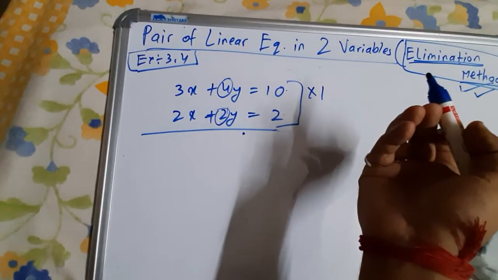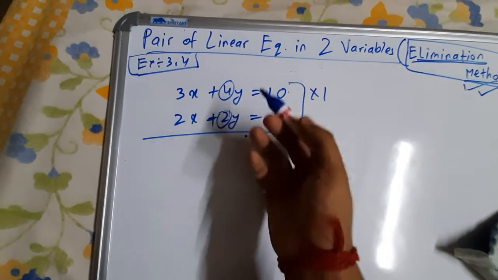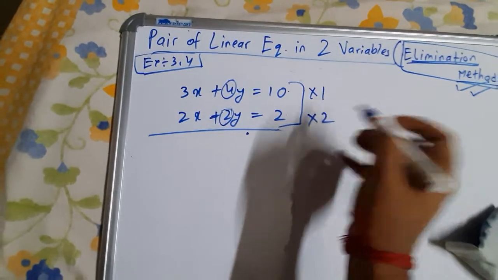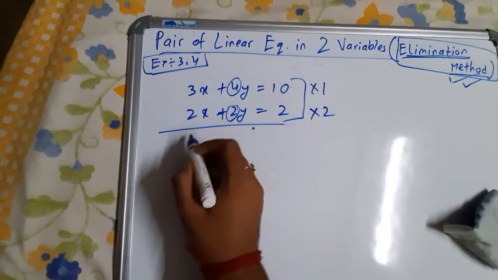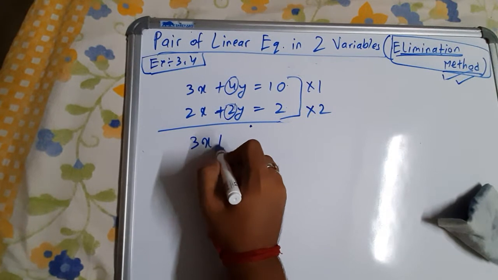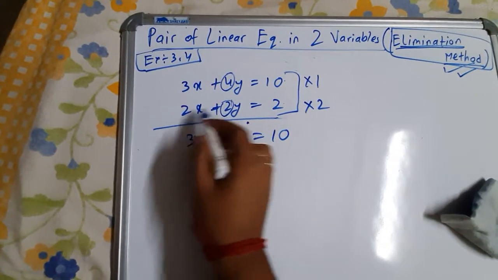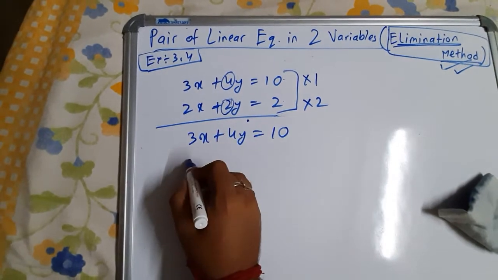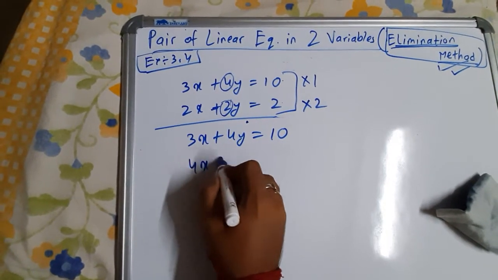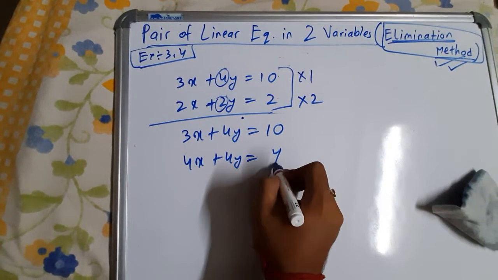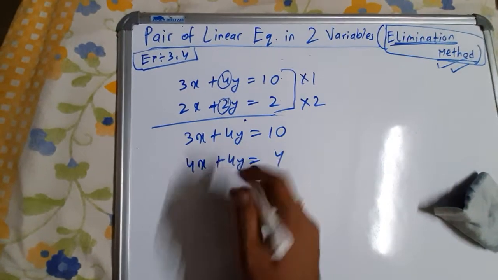See, 4 must remain unchanged, but 2 I shall multiply by 2. This is the deviation I am showing. Okay, so now 3x plus 4y equal to 10. Now 2 is multiplied with the second equation, so all the terms will be multiplied by 2, that is 4x plus 4y equal to 4. Now see, they have same signs.